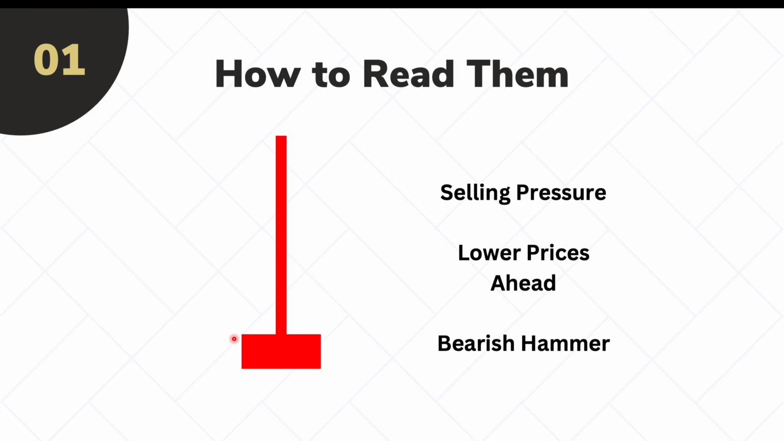So you know, with a bearish candle, the open is here. With the opening price, we go all the way up. In the same candle, we go all the way back down, creating the low of the candle here. So here, lots of sell pressure. So that means the next candle is most likely going to be a red one. Lower prices are ahead. And this is called a bearish hammer.